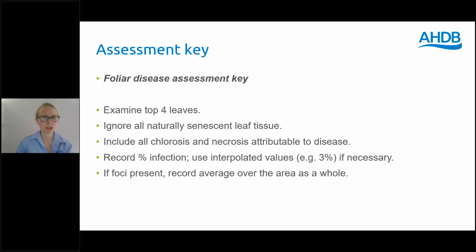So you want to examine the top 4 leaves, ignoring all naturally senescent leaf tissue, and including any chlorosis, so that's yellowing, or necrosis, so that's leaf death attributable to disease. You want to record percent infection, and rather than just recording 5, 10, 15, 20%, you can use values such as 13 or 17, whatever is appropriate for the levels in your crop. And if foci are present, so that's a small area of high infection, then you record the average infection over the area as a whole. Next slide, please.